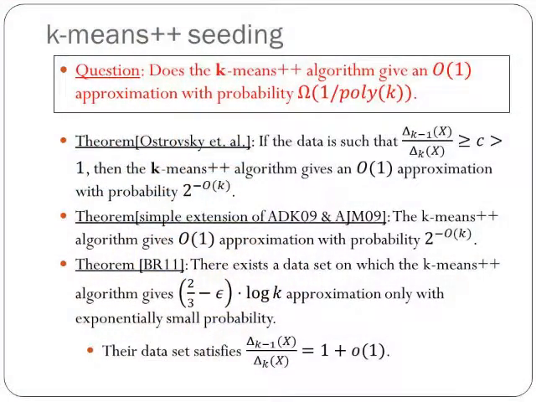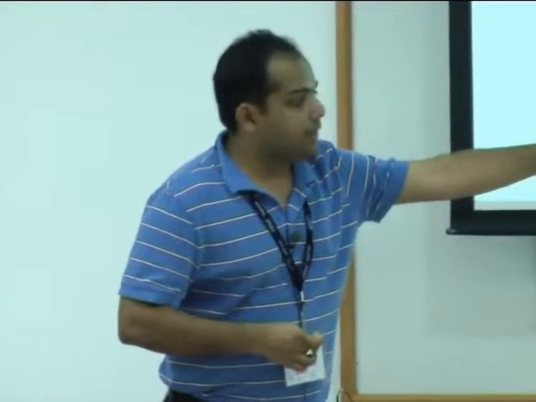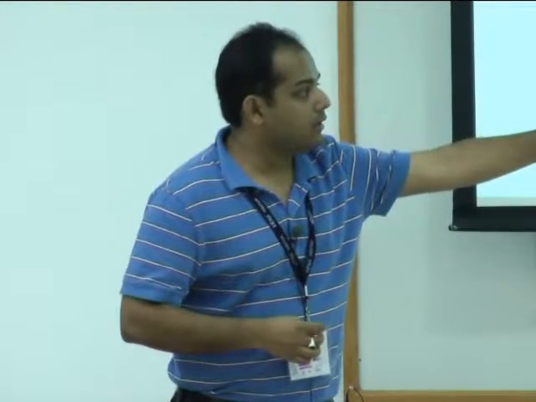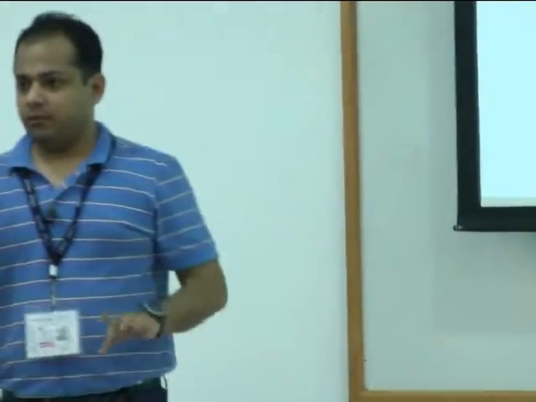Okay, so now let me just mention that the instance that they create has a separation property of the following form: delta k minus 1 by delta k is of the form 1 plus 1 over k. So the data was not very separable.